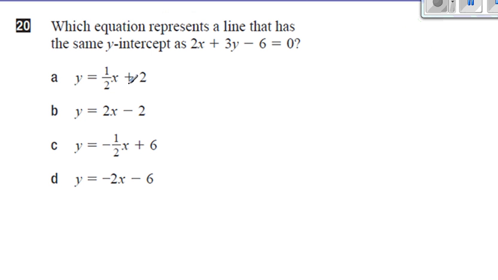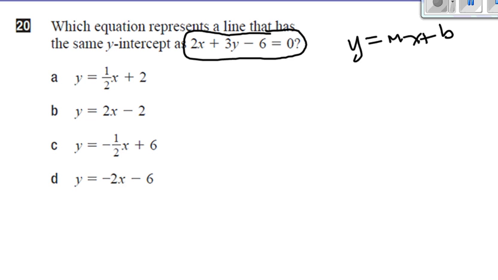Which equation represents a line that has the same y-intercept as this? First of all, let's find the y-intercept. There are two good methods for doing it. One is to rearrange the equation into y equals mx plus b form, and then if you look at the b, you're looking at the y-intercept. But I've already shown you a couple examples of rearranging the equation. So this time I'm going to find the y-intercept the other way. I'm going to let x equal 0, because when you let x equal 0, you're finding the y-intercept.